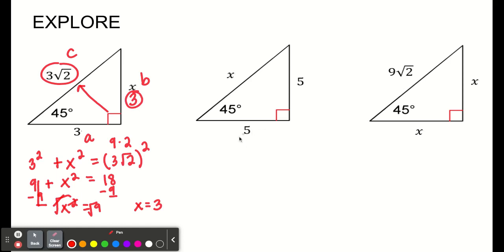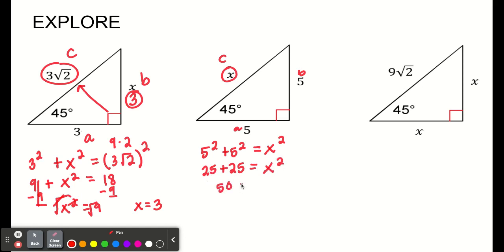For this triangle here, same thing. This is our hypotenuse, so that'll be C. A and B are both 5. 5 squared plus 5 squared is equal to x squared. 5 squared is 25, plus 5 squared, which is 25, equals x squared. 25 plus 25 gives us 50.